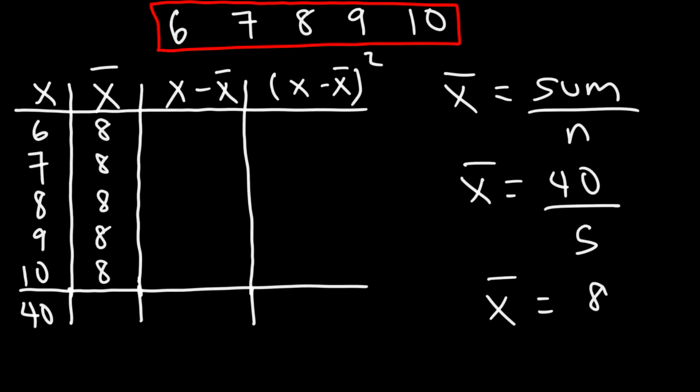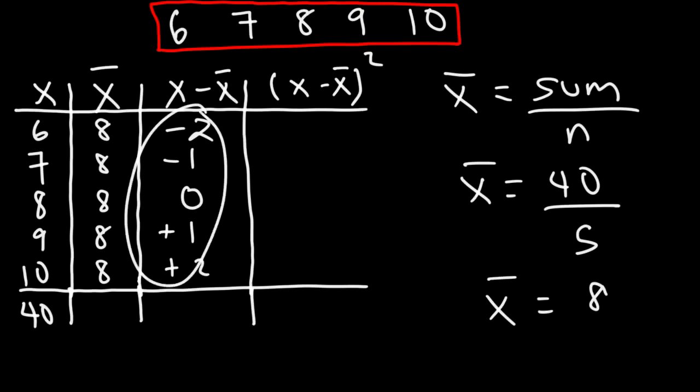Now let's calculate the deviations. So this is going to be x minus x bar. So here it's going to be 6 minus 8, which is negative 2. And then 7 minus 8, which is negative 1. 8 minus 8 is 0. 9 minus 8 is positive 1. 10 minus 8, positive 2. Now if we add up the deviations, negative 2, negative 1, 1, and 2, it's going to add up to 0.